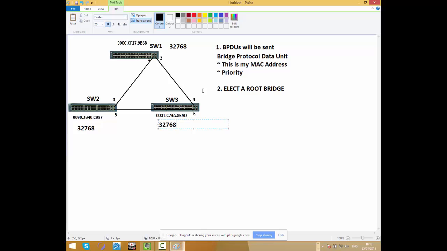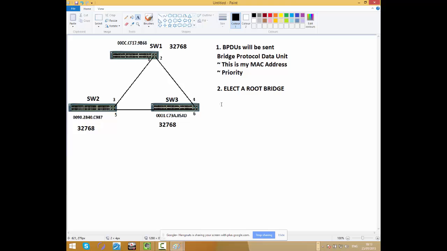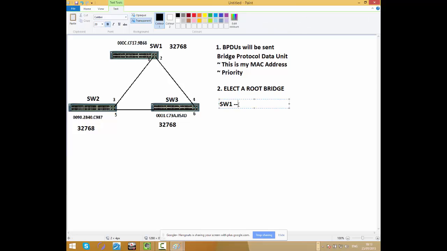So here's the rule for electing a root bridge. If I see any bridge that has a better value than me, I start advertising to other switches, this is the root bridge. So what does that mean? So in the beginning, switch one will say to switch three, I am the root bridge. My MAC is, just for explanation purposes, AAA. My priority is 32768. So that's what switch one is saying.